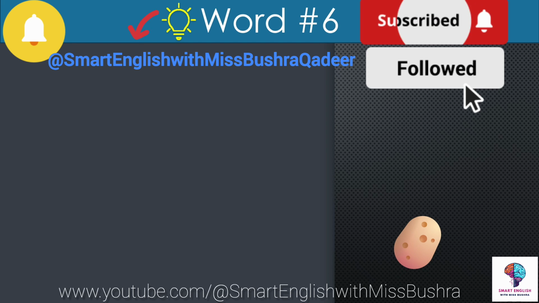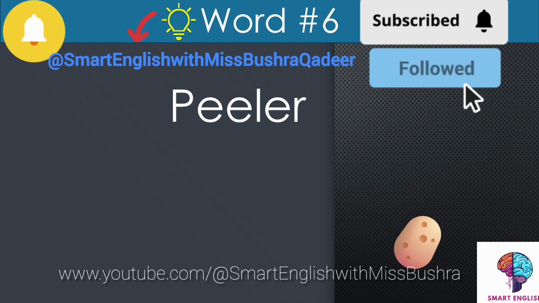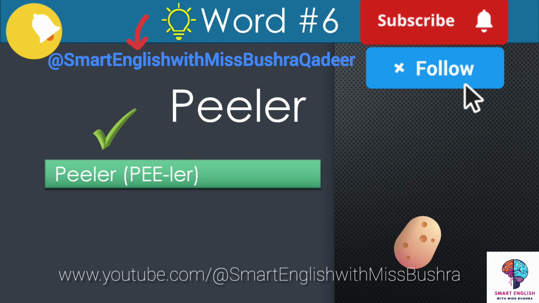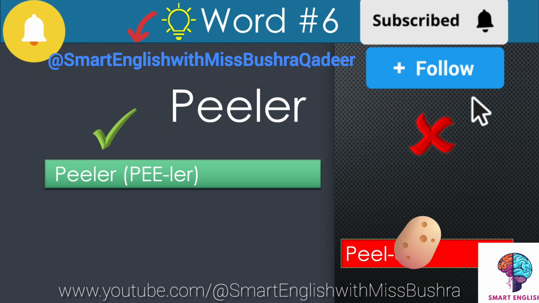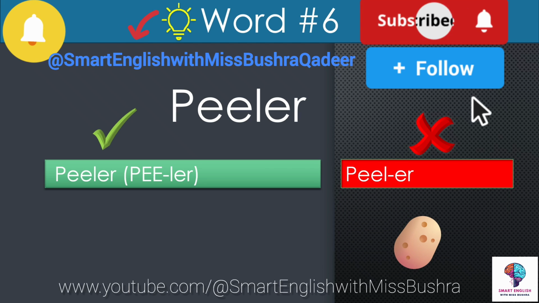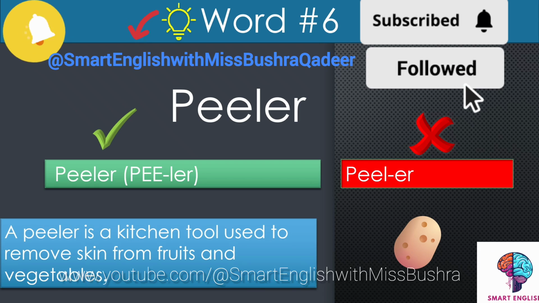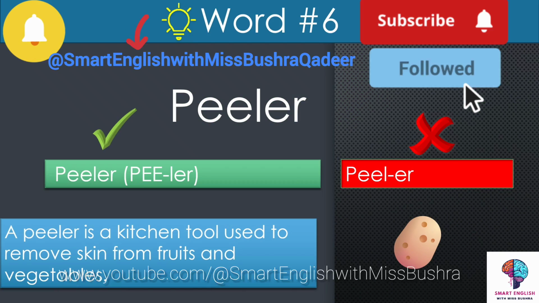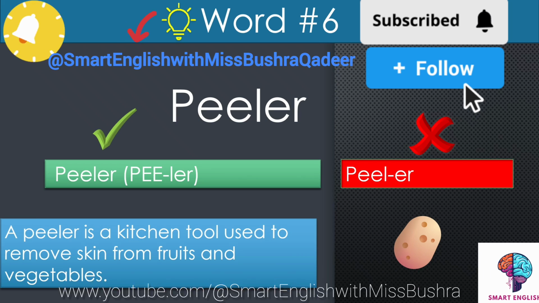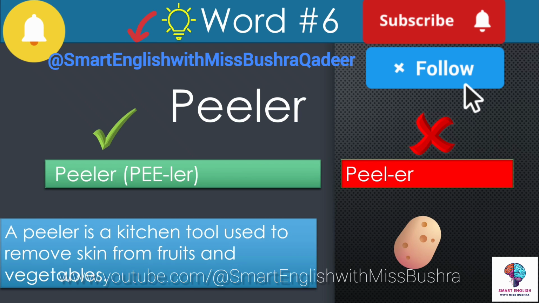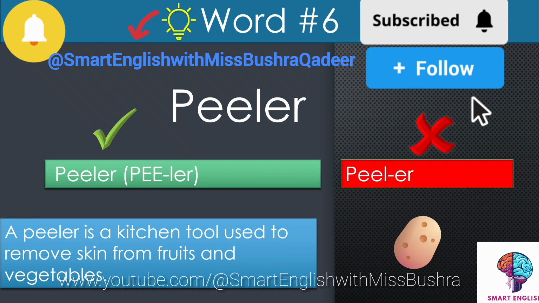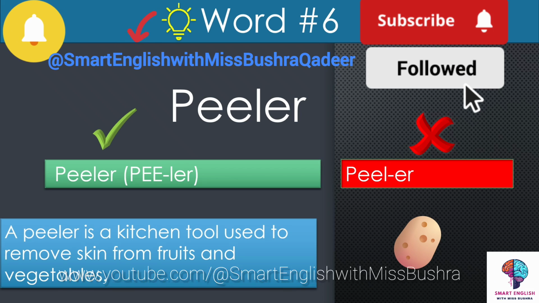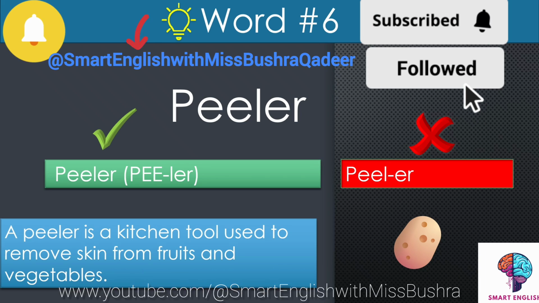Word number six, and a very common word that we usually use in our kitchen, that is peeler. Peeler, not pillar. It's not pillar. It's peeler. A peeler is a kitchen tool used to remove skin from fruits and vegetables. Likewise, if you have potatoes and any other vegetable like carrots or something, so you need peeler to peel anything.